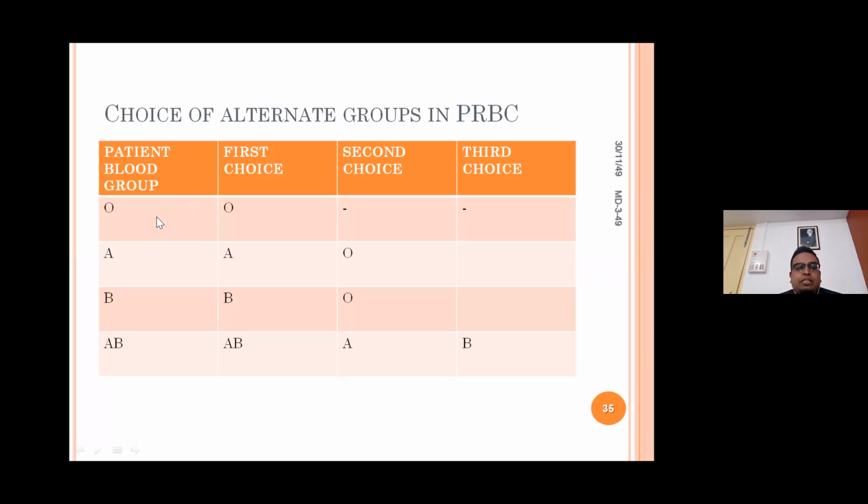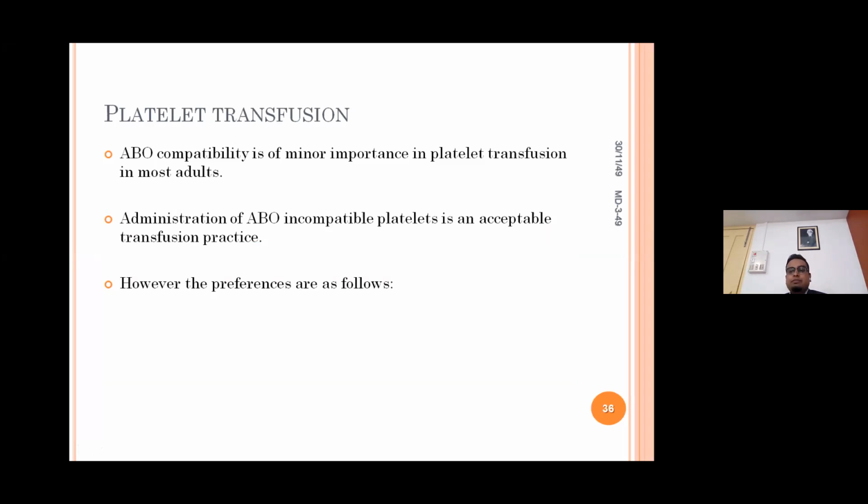Now, what are these? So if a patient is of O blood group, the first choice is O, there is no second or third choice. If the patient's blood group is A, first choice is obviously A, second choice is O. If the patient's blood group is B, first choice is B, second choice is O. If the patient's blood group is AB, first choice is AB, second choice is A, and third choice is B. Okay. In cases of platelet transfusion, now this is important.